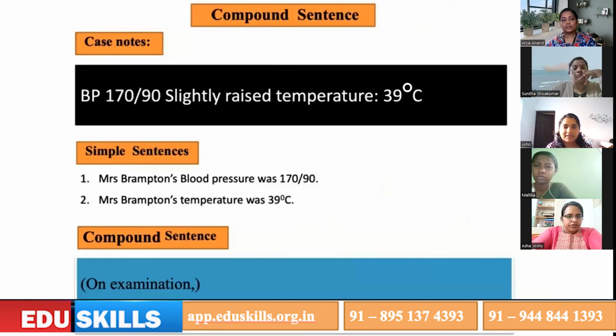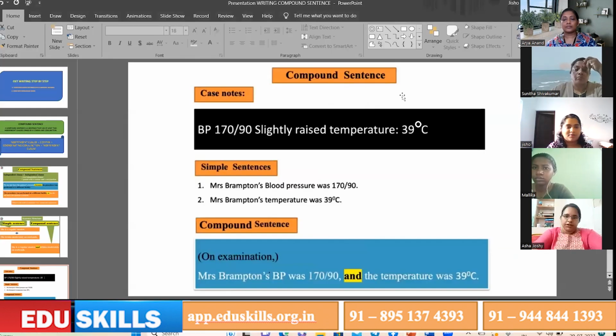And this is one example from a case note. Here it's written BP 170/90, slightly raised temperature 39 degrees Celsius. So we can form simple sentences like this. Mrs. Brampton's blood pressure was 170/90. Mrs. Brampton's temperature was 39 degrees Celsius. So we can form the compound sentence like this. Mrs. Brampton's BP was 170/90, comma, and this is the coordinating conjunction, the temperature was 39 degrees Celsius. Now it's a compound sentence. I hope it's clear to you.